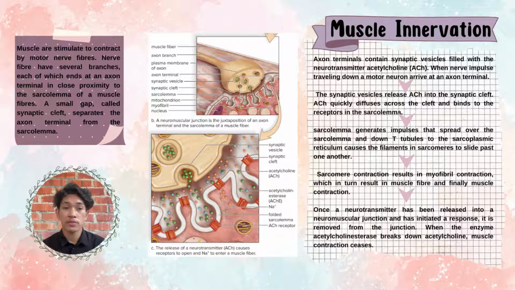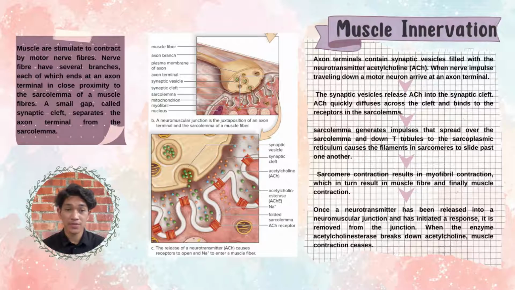Then the sarcolemma generates an impulse that spreads over the sarcolemma and down T tubules to the sarcoplasmic reticulum. The release of calcium from the sarcoplasmic reticulum causes the filaments in sarcomeres to slide past one another. Sarcomere contraction results in myofibril contraction, which in turn results in muscle fiber and finally muscle contraction. Once a neurotransmitter has been released into a neuromuscular junction and has initiated a response, it is removed from the junction. When the enzyme acetylcholinesterase breaks down the acetylcholine, muscle contraction ceases.